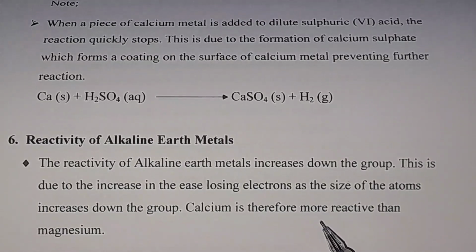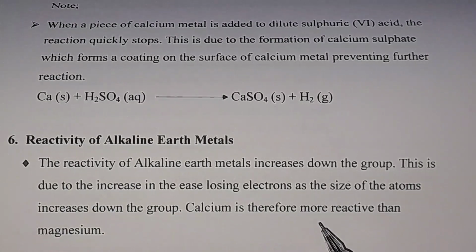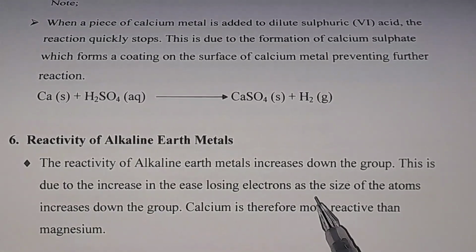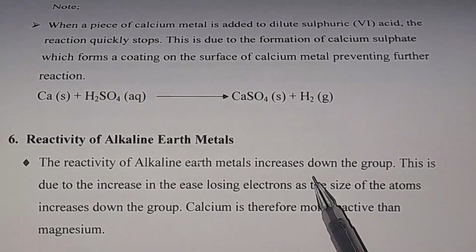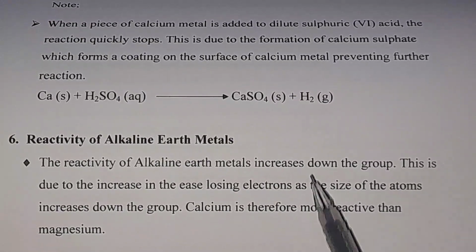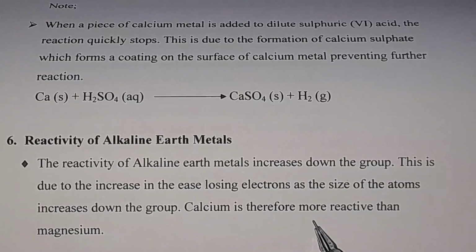So as the number of occupied energy levels increases, the tendency of losing electrons also increases down the group, thereby increasing the reactivity of alkaline earth metals. So for that, we said calcium is therefore more reactive than magnesium.